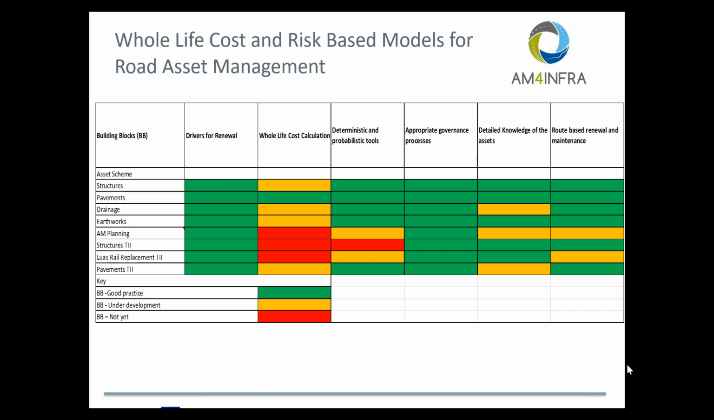So, as you can see, we looked at it from the perspective of individual assets, being structures, pavements, drainage, earthworks, and the planning process for asset management. So if you look at whole life cost calculation, there's a general impression more work needs to be done, whether it be red or amber. So we need to build. And the discussion here is, is it the software we need, or is it the mindset we need as well? I think it's a bit of both. But we'll come to the actual Living Lab workshop where we talked about whole life cost as well.